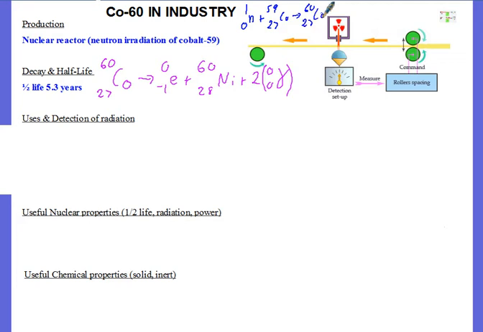Once you've made cobalt-60, it's got a half-life of about 5.3 years. It decays by beta emission, but it also emits 2 gamma rays at the same time. So it's very useful because it emits these very powerful gamma rays as well as beta particles.